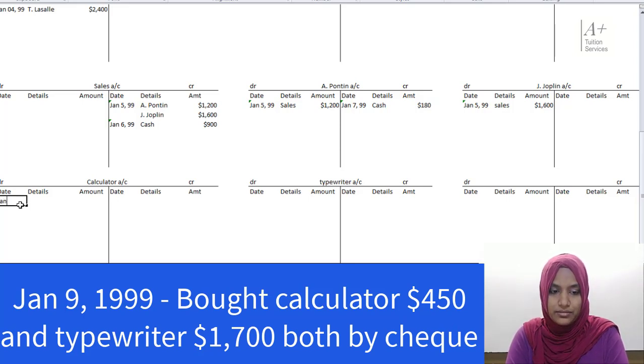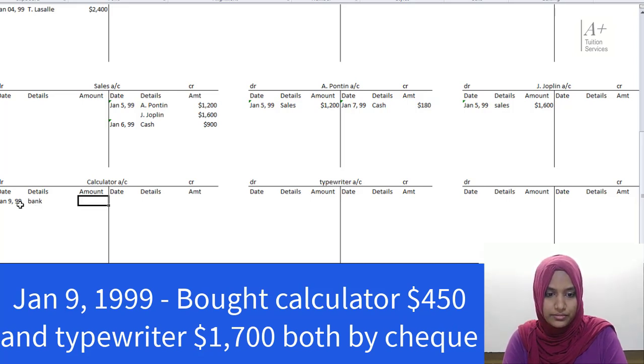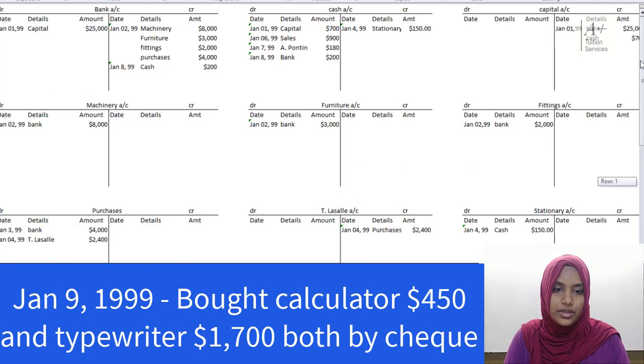So we go in January 9th, 99. We go in bank because he's using a check to buy all this, and it is $450. Okay, and then we go across to the bank account way up on top, and it is losing. So January 9th, 99, we have calculator, and this is $450.